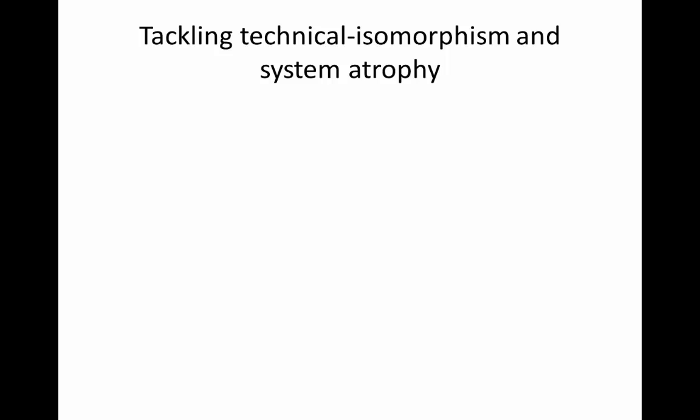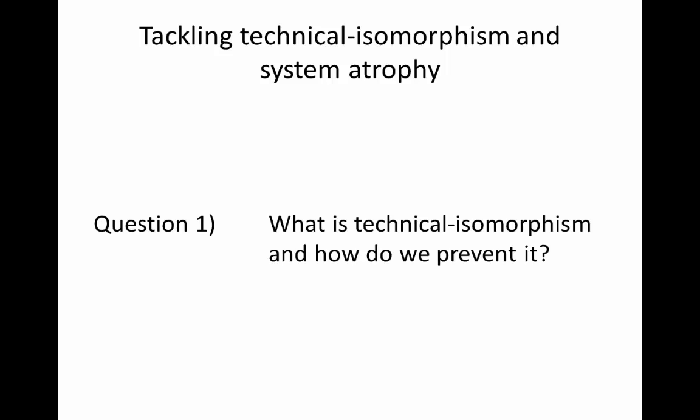The first question we need to ask is, what is technical isomorphism and how do we prevent it? Well, technical isomorphism is a misalignment of the resource pillars within an implementation. Failure can occur when the processes are not aligned with the established technology. However, our research reveals that intervention into people-related issues can overcome such shortcomings.